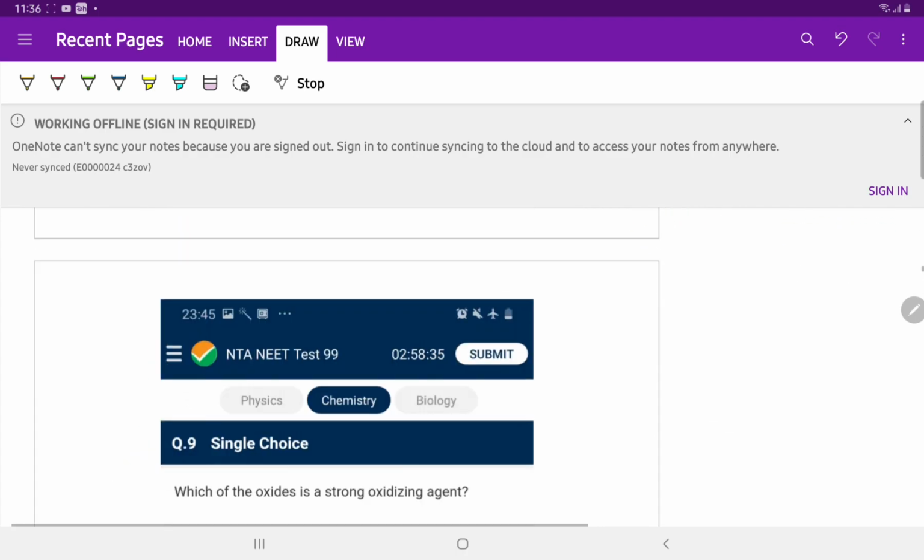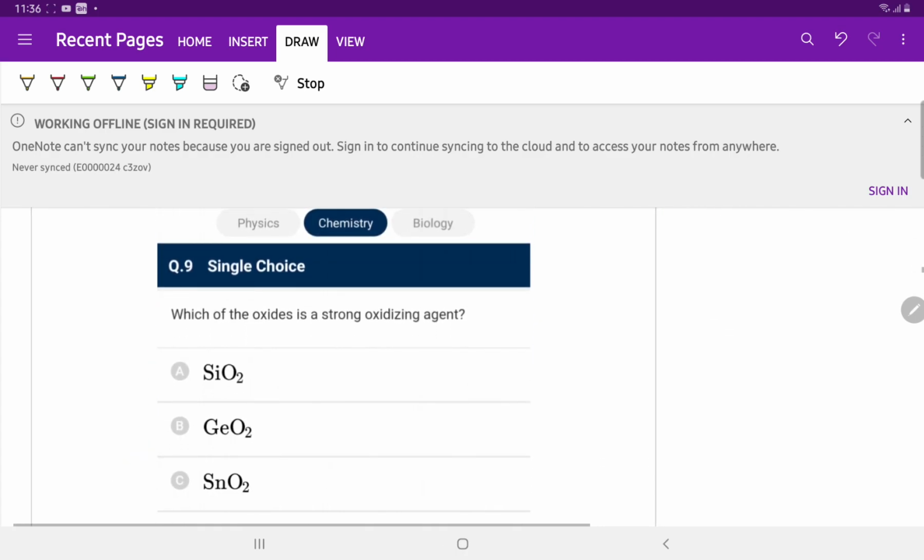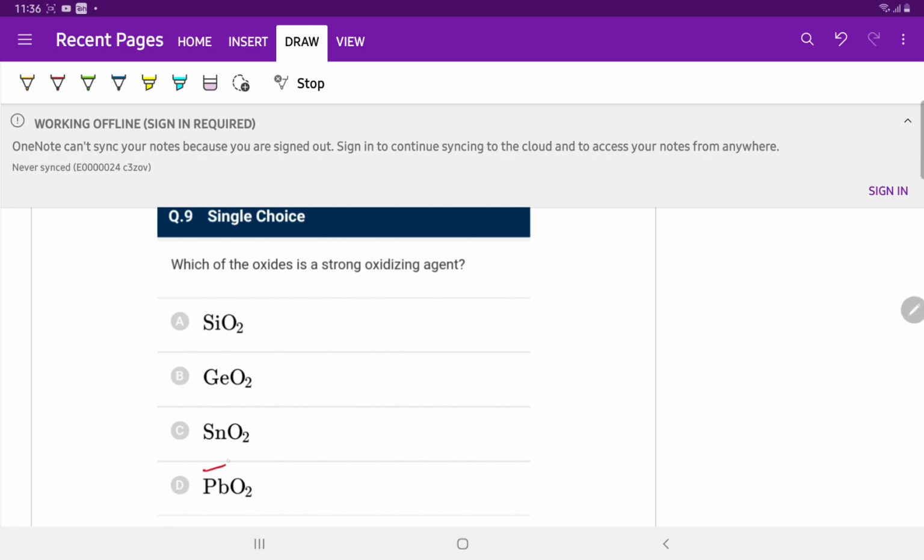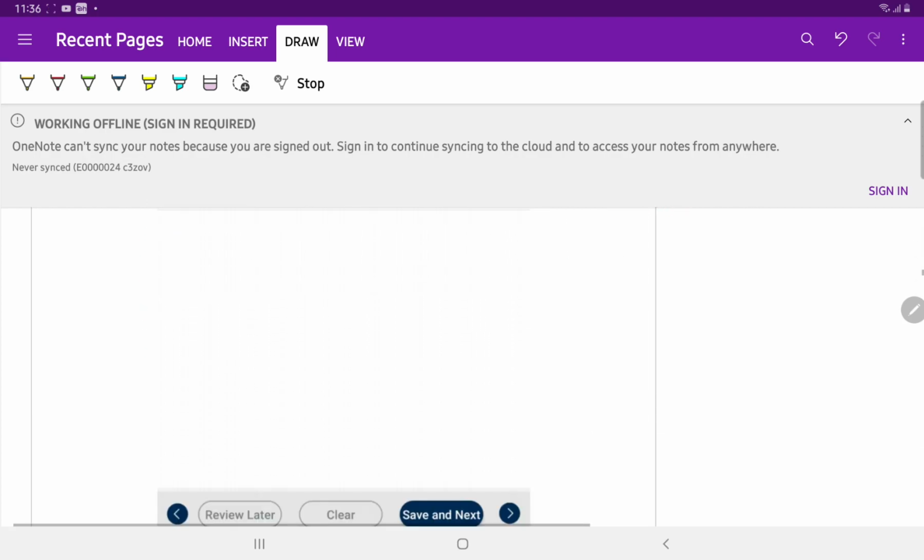Question number 9. Which of the following oxides is a strong oxidizing agent? PbO2, due to the inert pair effect. Pb in the +4 oxidation state is a strong oxidizing agent and is readily converted to Pb2+ due to the inert pair effect. So option D is correct for question number 9.